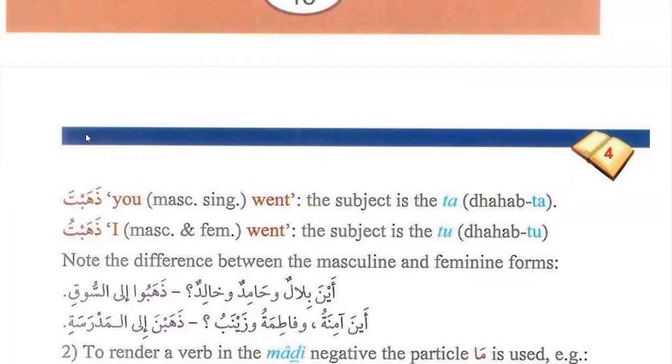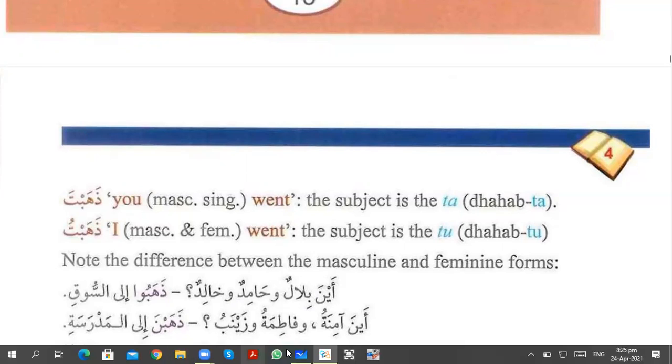Okay. Just a minute. Zahabta, you masculine singular went, when the subject is the ta. Zahabtu, I went, for masculine and feminine. The subject is the tu. Note the difference between the masculine and feminine form. Aina Bilalun, wa Hamidun, wa Khalidun? Zahabu ila as-suq. Aina Aminatu, wa Fatimatu, wa Zaynabu? Zahabna ila al-madrasati.